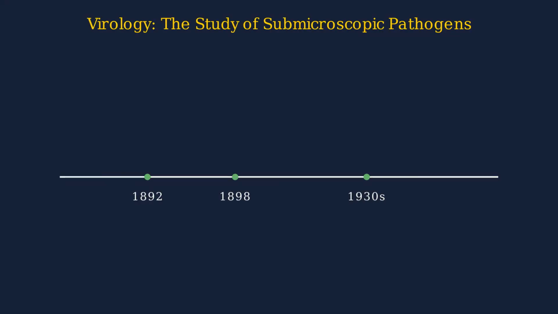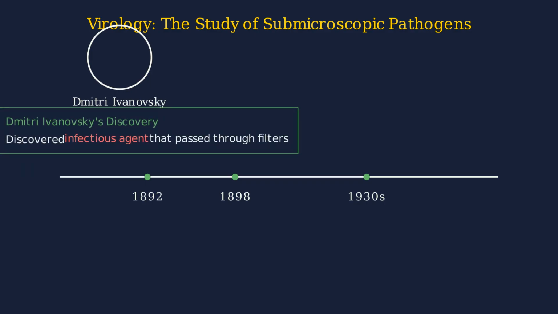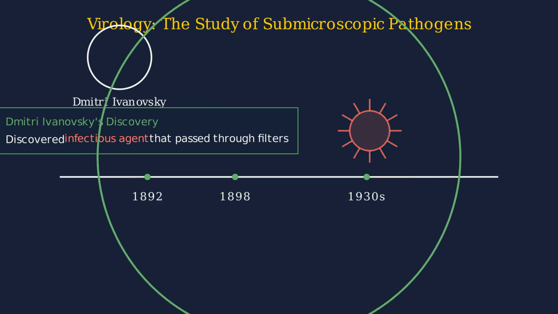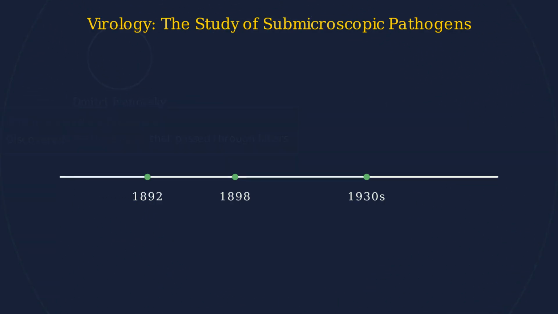Virology emerged as a distinct branch of microbiology in the late 19th century. In 1892, Dmitry Ivanovsky discovered what would later be identified as the tobacco mosaic virus. This was an infectious agent that could pass through filters that trapped bacteria. This discovery challenged existing understanding of pathogens.